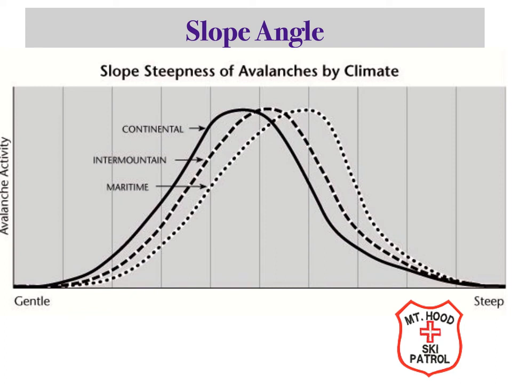Note there's some variation in the slope angle bullseye based on the nature of the snowpack. In the maritime region, such as on Mount Hood, the slope angle bullseye is in the 35 to 45 degree range. The range is slightly lower in the intermountain region and lower still in the continental zone. This is due to the colder temperatures resulting in weaker buried layers in the drier snow conditions.